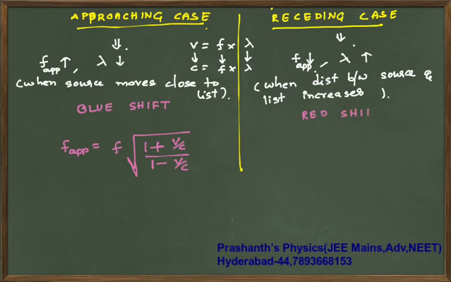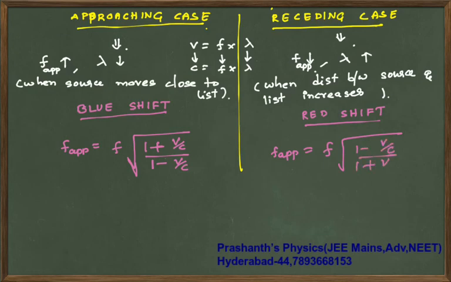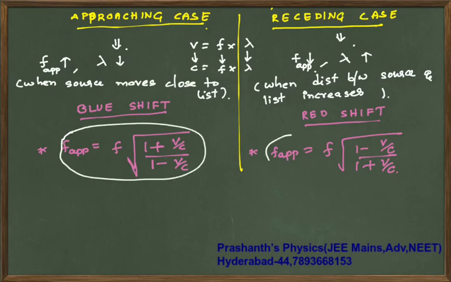This side it is called red shift, and here your apparent frequency is f times the square root of (1 minus v by c) divided by (1 plus v by c). Don't worry how you are getting these expressions. That belongs to relativity theory, but for now just understand that. It is like this.